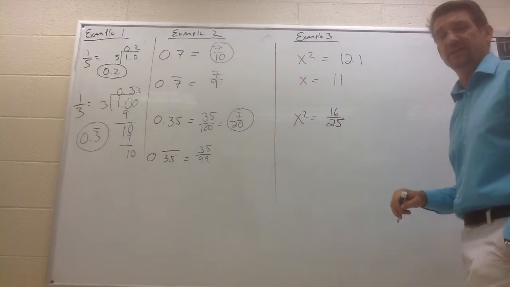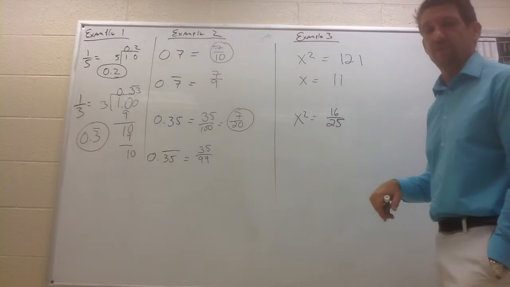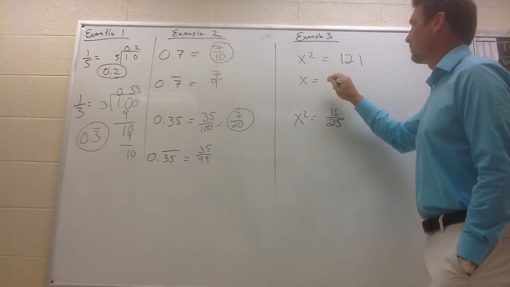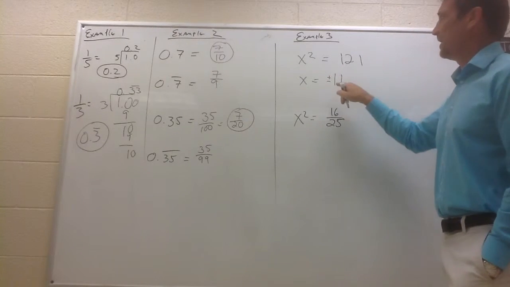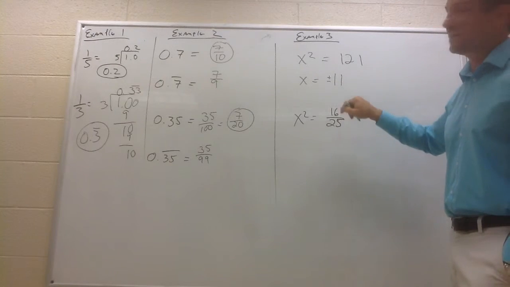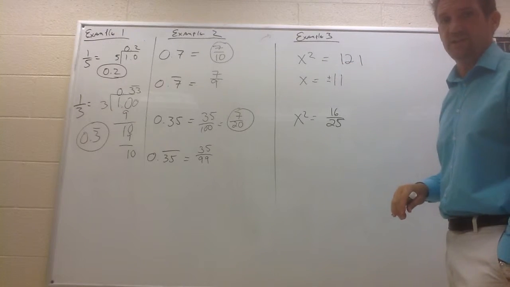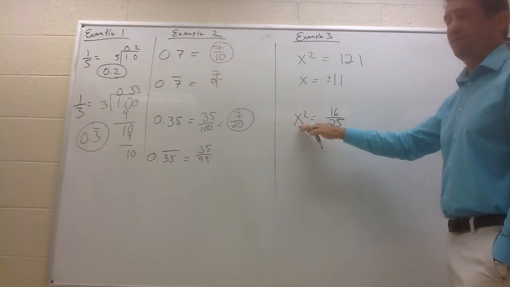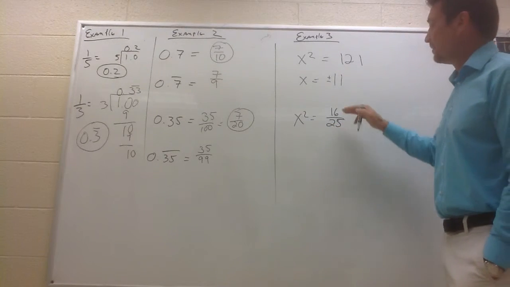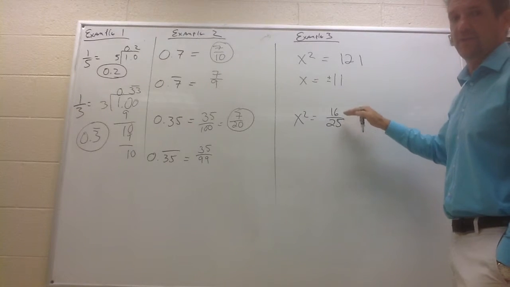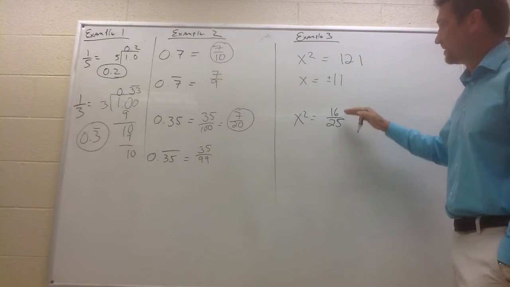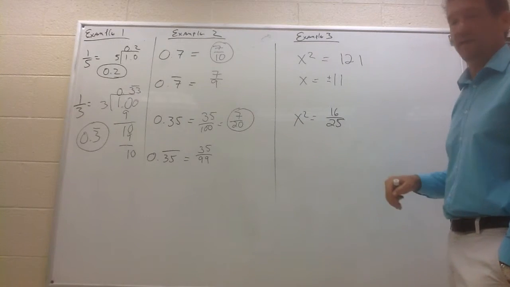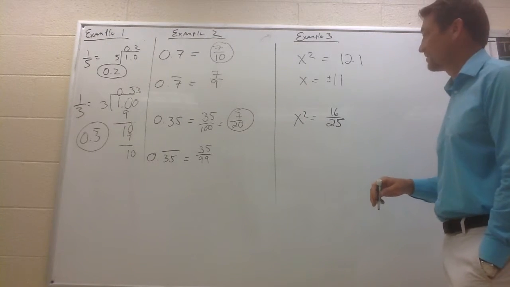11 times 11 is 121. But also remember that negative 11 times negative 11 is also 121. So either positive 11 or negative 11 would satisfy this equation. Same thing when you have a fraction. Any fraction we give you at this point, both your numerator and your denominator, you'll notice will be perfect squares. 16 is a perfect square, its square root is 4. 25 is a perfect square, its square root is 5.